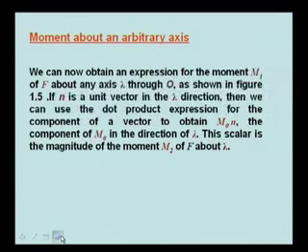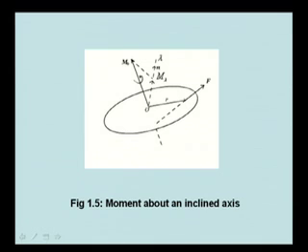Now, we have defined the moment about a point. Now, let us discuss moment about an arbitrary axis. We can obtain an expression for the moment M lambda of F about any axis lambda through O. This is the point O and this is the force F. Therefore, take any point on the line of action of the force, join it to O. This provides you the position vector r. Take the cross product r cross F, it will give some vector. That vector is represented by M_O. M_O is the moment of the force F about point O.